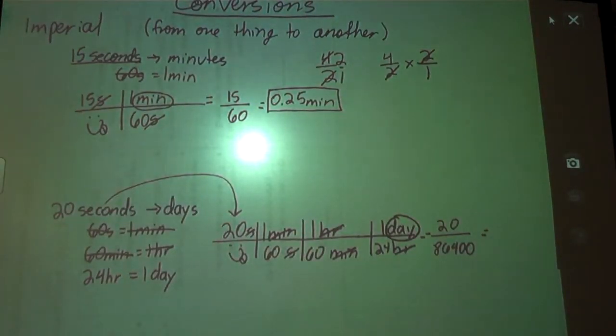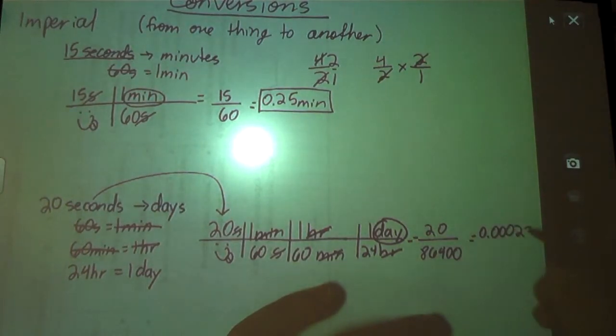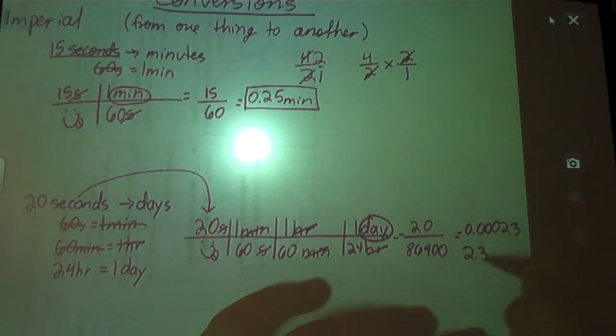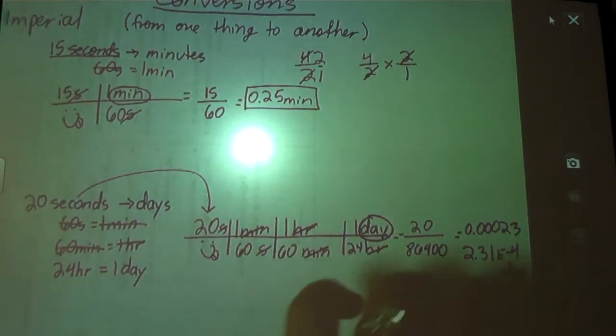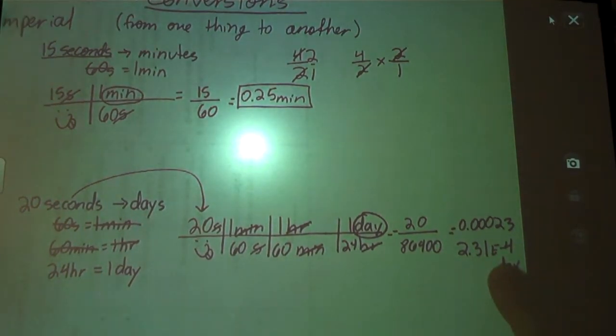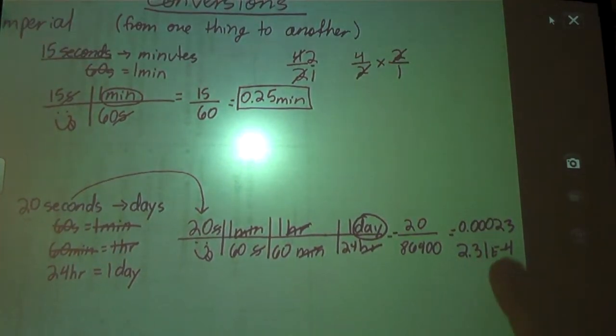So it's 20 divided by that. Now, this gave me a really small number. Your calculator may have spit out this, which is just fine. However, my calculator spit out this. Recognize that these are the same number. One is in scientific notation and one is not. This E just means times 10 to the. So this is 2.31 times 10 to the -4th.